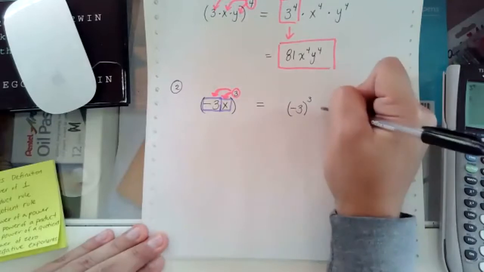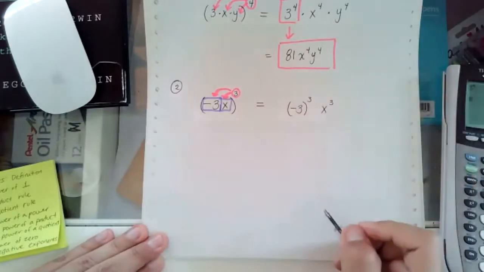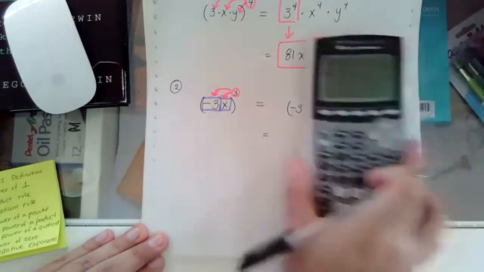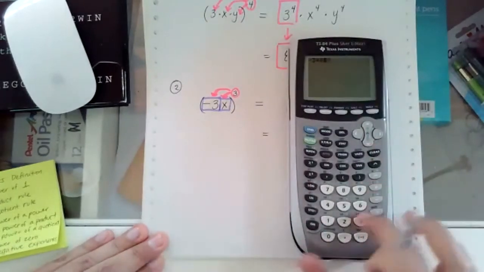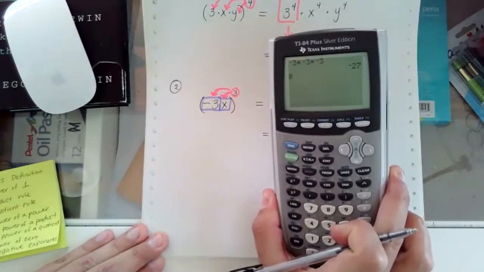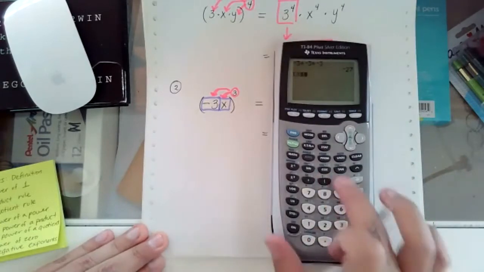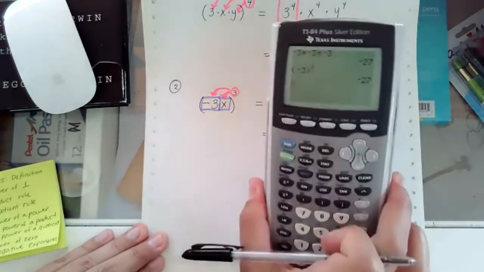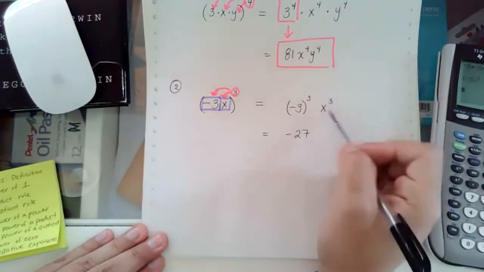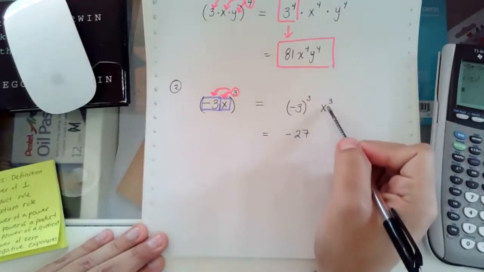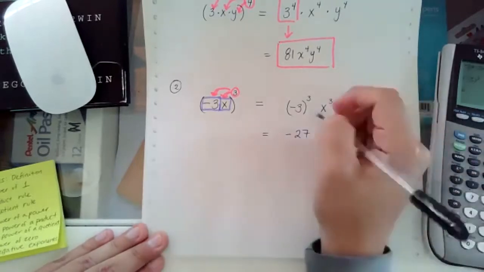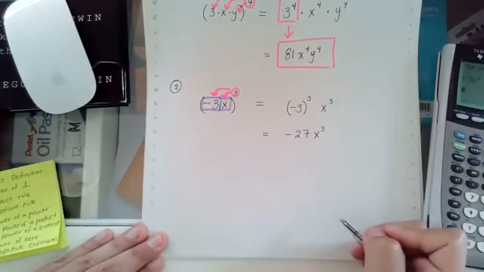Okay, and then we'll have x to the 3rd power also. Well, negative 3 times negative 3 times negative 3 is negative 27. So negative 3 raised to the 3rd power should also be negative 27. That's good. Negative 27. And since this is a variable expression and we don't know the value of x, we'll just leave it as x to the 3rd power.